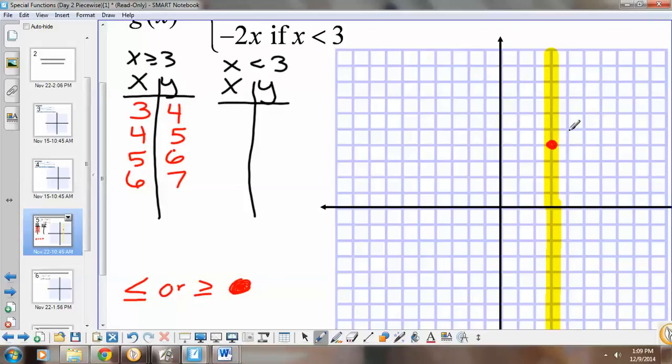We have 4, 5, 5, 6, 6, 7. Go ahead and take your ruler and draw in your ray. Or for an open circle, what would it be? Remember, an open circle means there's a hole in your graph.